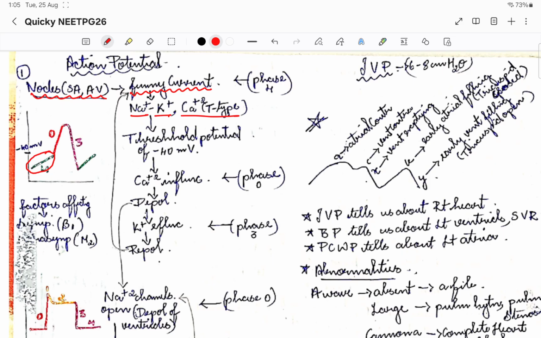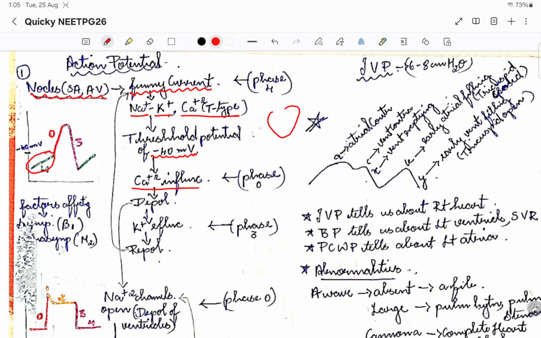When this funny current generates a potential of minus 40 millivolts, that is when the threshold potential is reached. When minus 40 millivolts is reached, that is when the calcium influx happens in the nodes. I am telling you about the nodes.